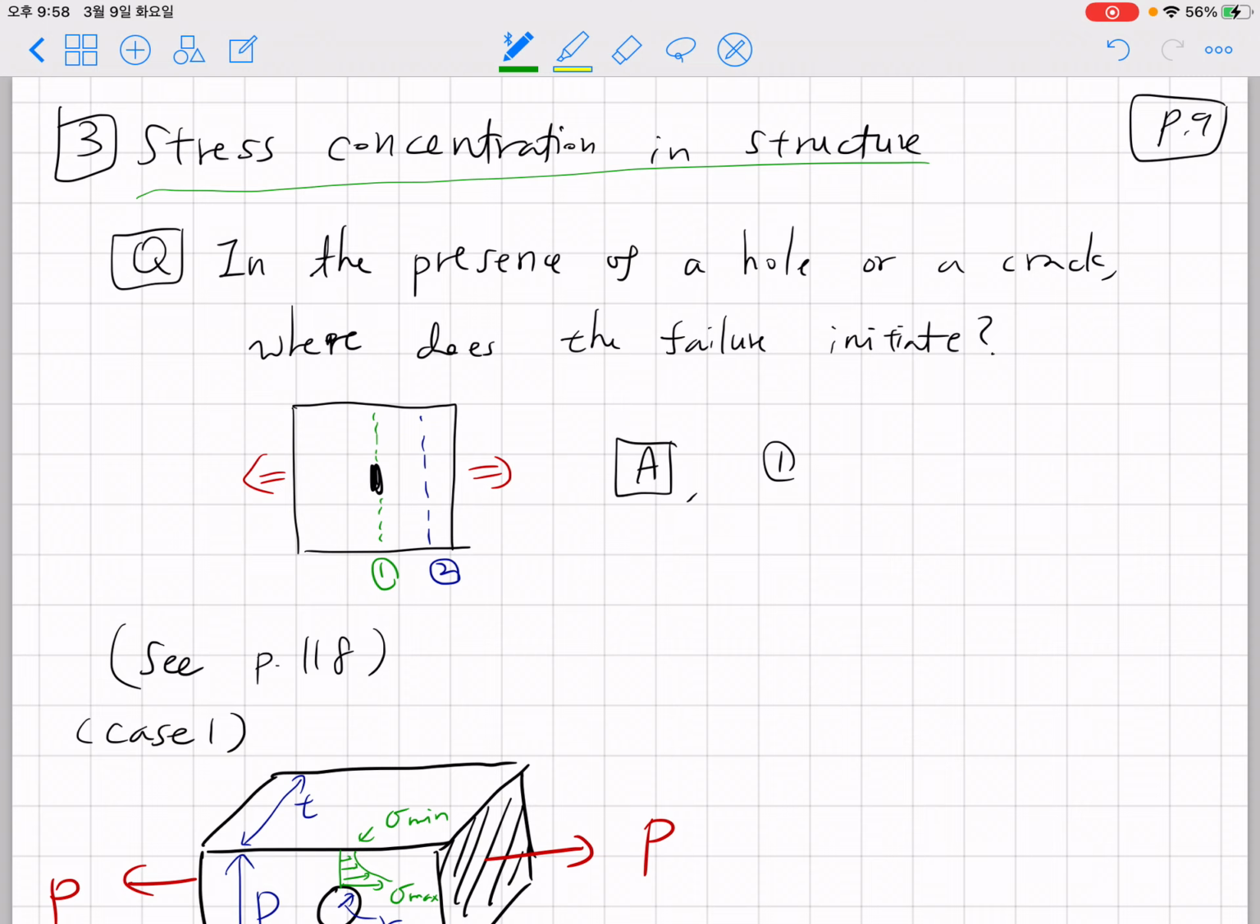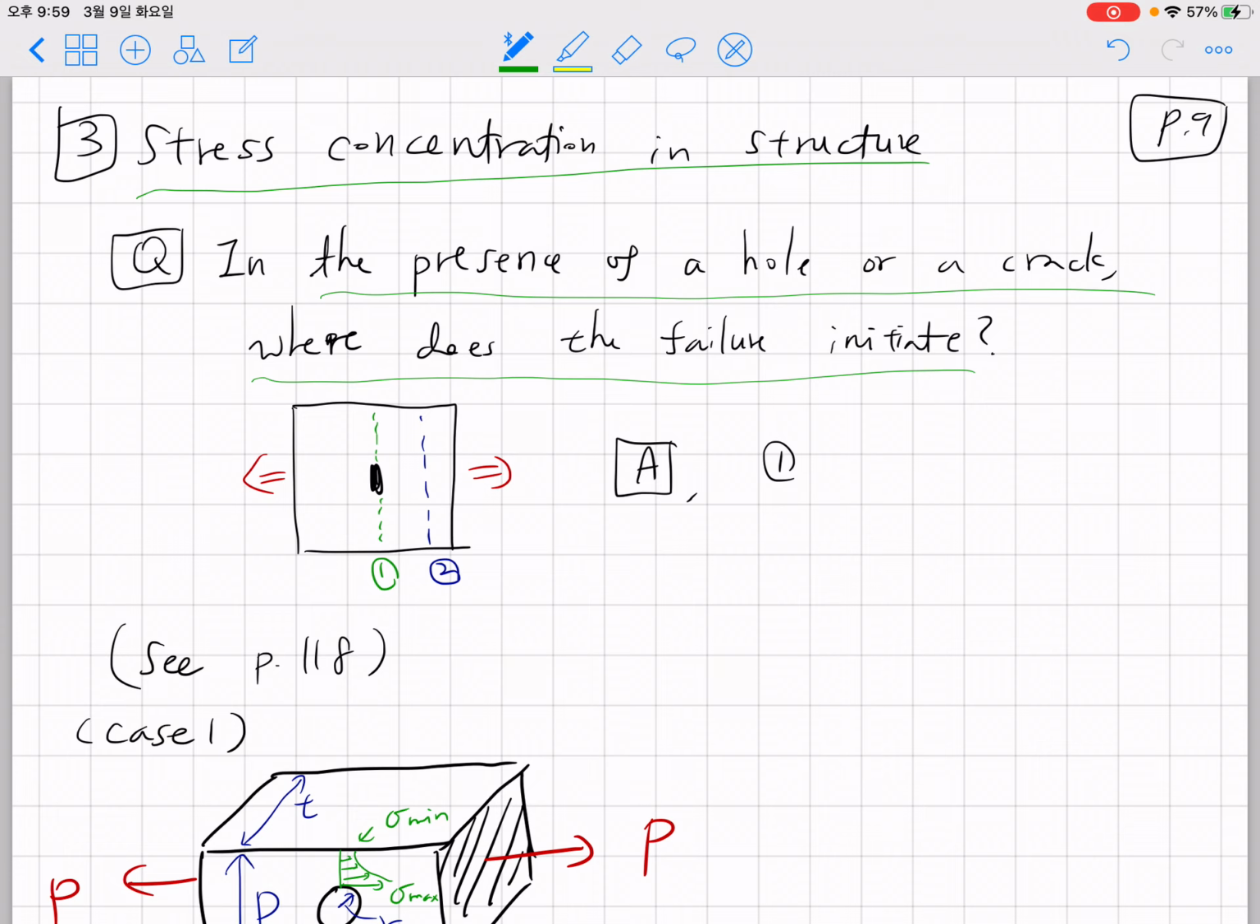So as a final topic of today's lecture, we're gonna consider stress concentration in structure. So the question I want to ask by opening this video is that, in the presence of a hole or a crack, where does the failure initiate?